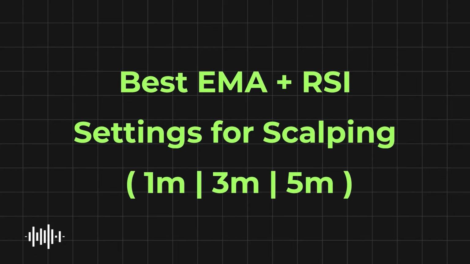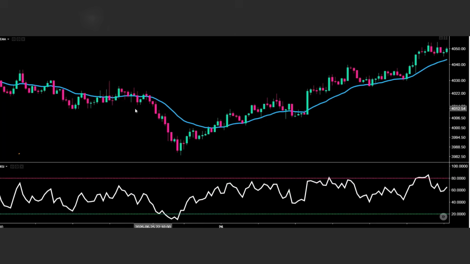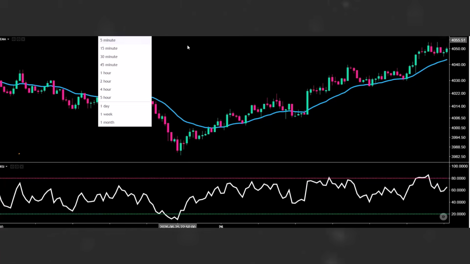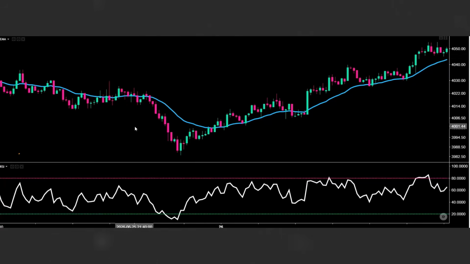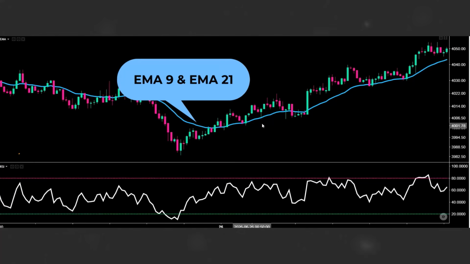Best EMA and RSI settings for scalping: 1 minute, 3 minute, and 5 minute. Now let's look at the small time frames, the 1 minute, 3 minute, and 5 minute charts. These are our scalping time frames. Because they move so fast, we need much faster indicator settings. For EMA, you can use EMA 9 and EMA 21. These two EMAs react quickly to price changes.